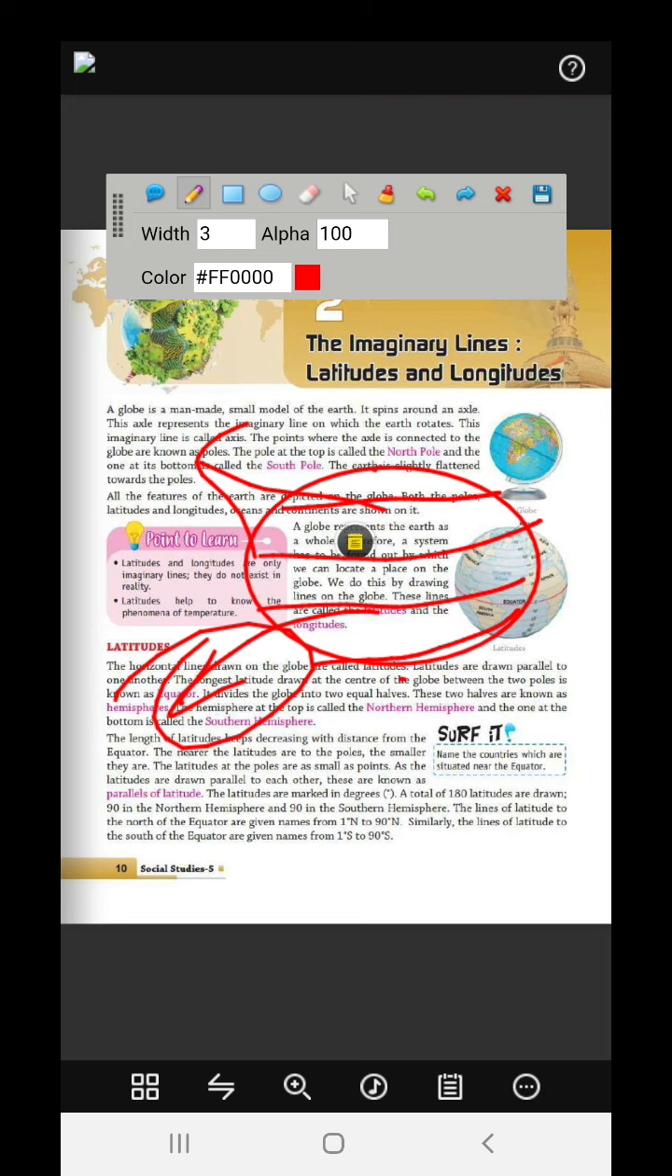Now the latitudes are marked in degrees. A total of 180 latitudes are drawn: 90 in the northern hemisphere, 90 in the southern hemisphere. The lines of latitude to the north of the equator are named 1 degree north to 90 degree north. Similarly, the lines of latitude in the south of the equator are named 1 degree south to 90 degree south.